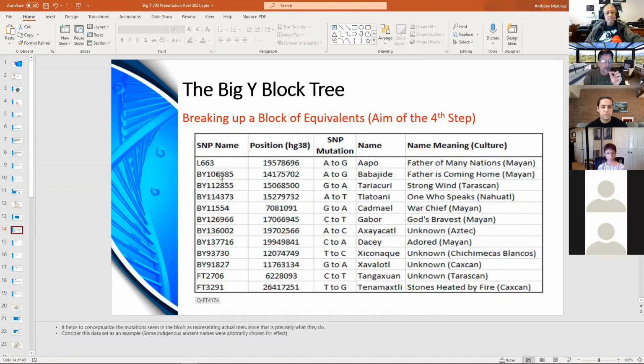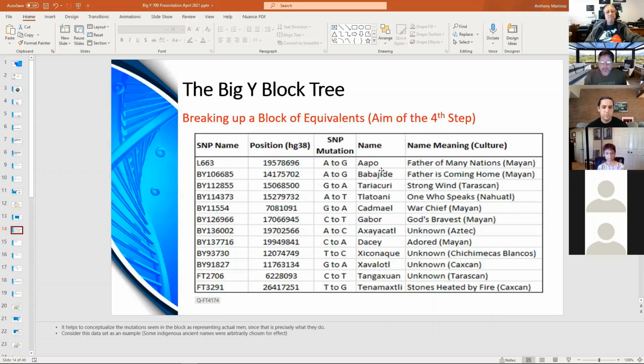And we named it this mutation, A to G, at this high resolution location within the Y chromosome. We've called it this SNP mutation. And this is the name of the person. It's Mayan. I decided since my ancestors were from Mexico, I would use Nahuatl, Mayan, and Tarascan names, Aztec names, to kind of make it real, right?